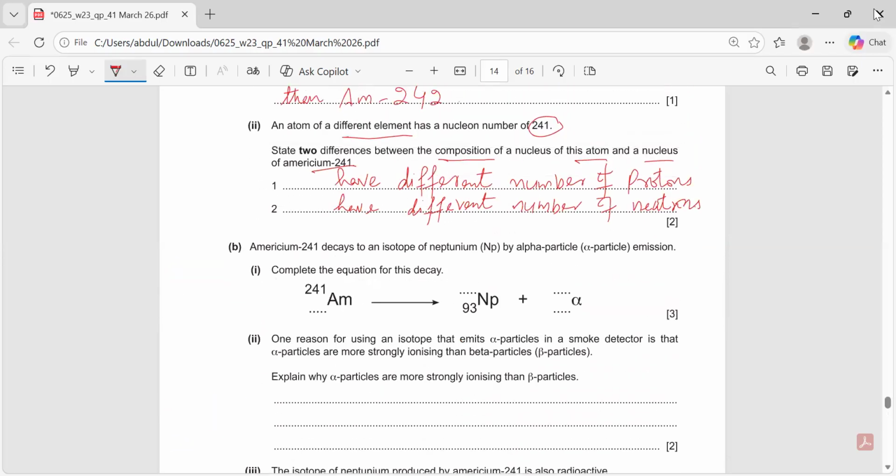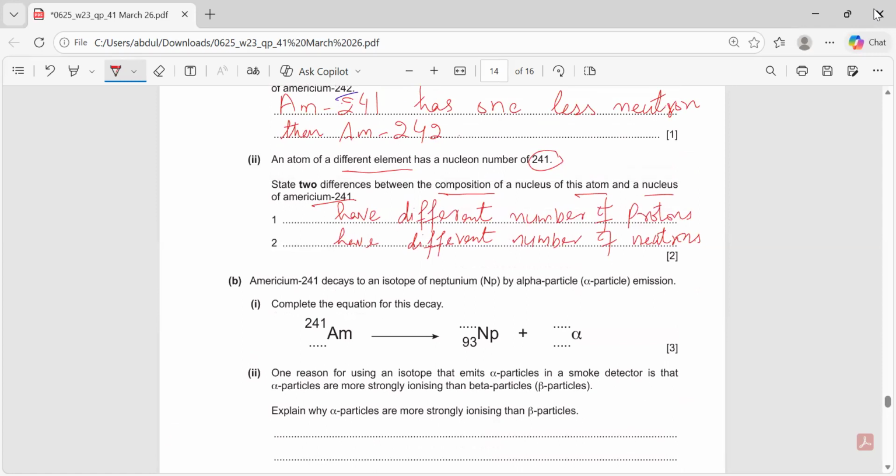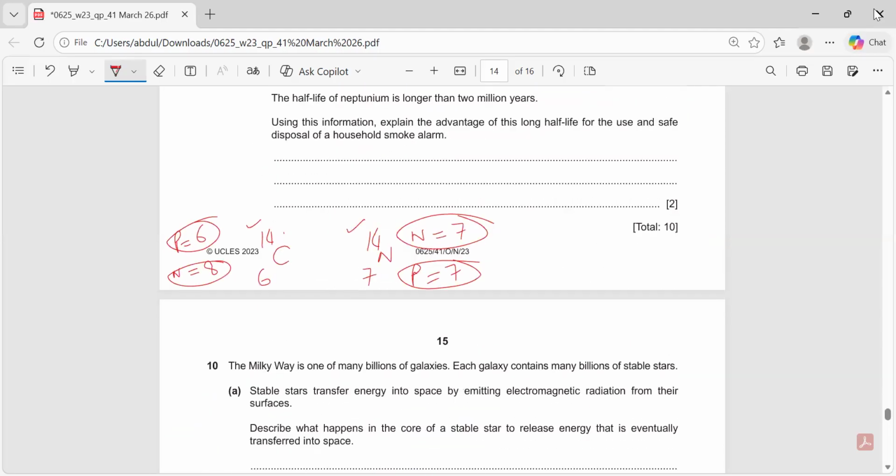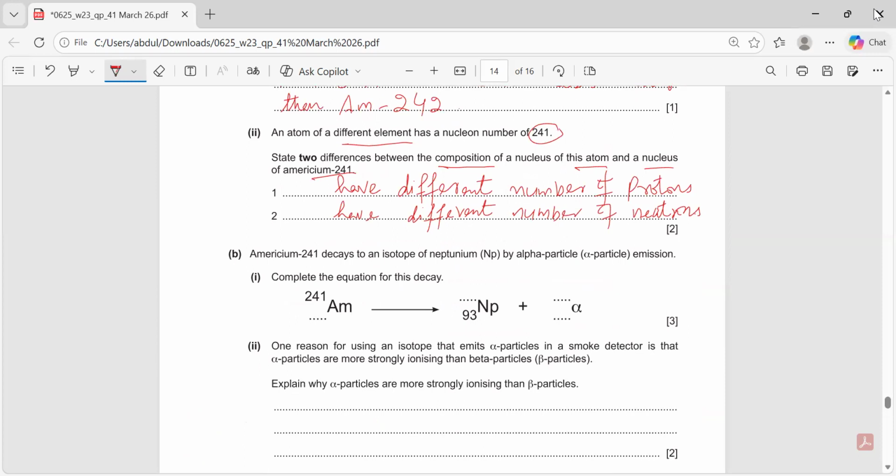Now the same thing happened here, dear friends. One is americium-241, but there is another element whose nucleon number is also 241. Remember, for different elements, their nucleon numbers can be the same, but their proton numbers are never the same. Proton numbers are the same only in the case of isotopes of the same element. So I'm sure with the help of this example, you have understood what I have written here. They have a different number of protons, a different number of neutrons, even though they have the same number of nucleons.